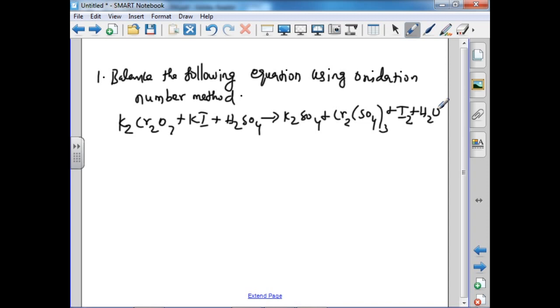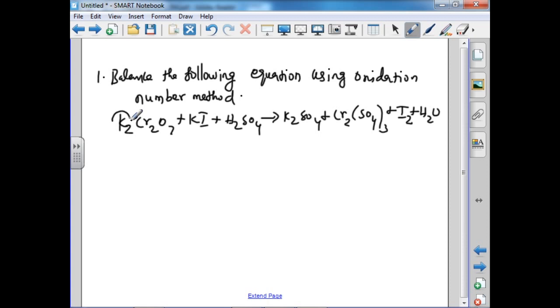The next question: balance the following equation using the oxidation number method. The first step is to write the skeleton equation, that is the unbalanced equation. The second step is to identify which atoms change oxidation number. Only those we have to find out.